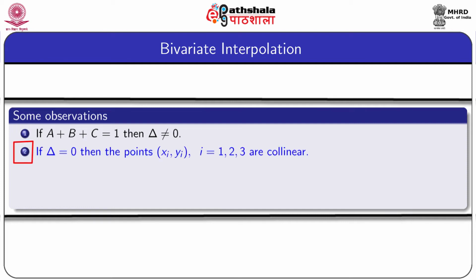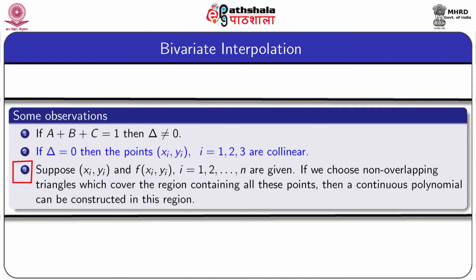If delta equal to 0, that means the denominator is equal to 0, then the points xi, yi, i equal to 1 to 3, are collinear. This gives the condition for collinearity. Suppose xi, yi and f of xi, yi, i equal to 1 up to n, are given. If we choose non-overlapping triangles which cover the entire region containing all these points, then a continuous polynomial can be constructed in this region, and this polynomial is the final surface for the bivariate interpolation formula.